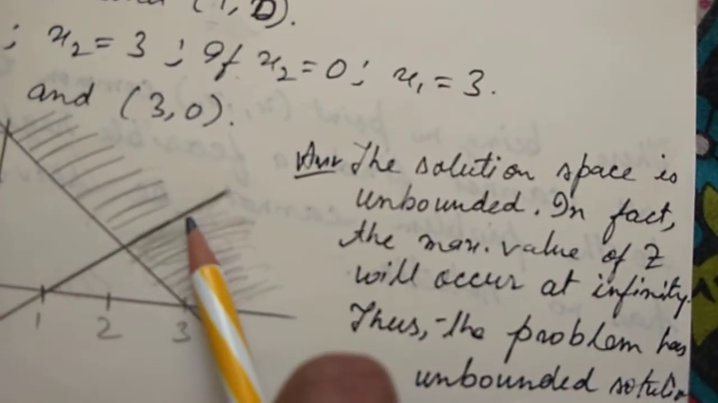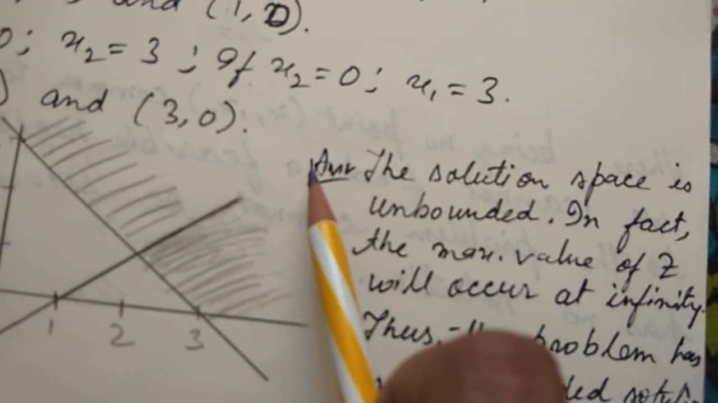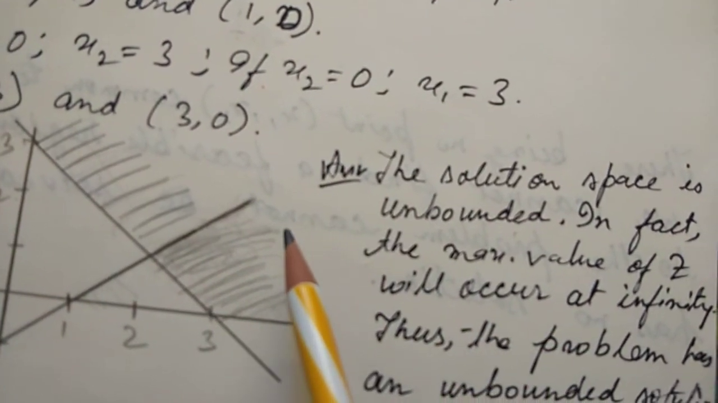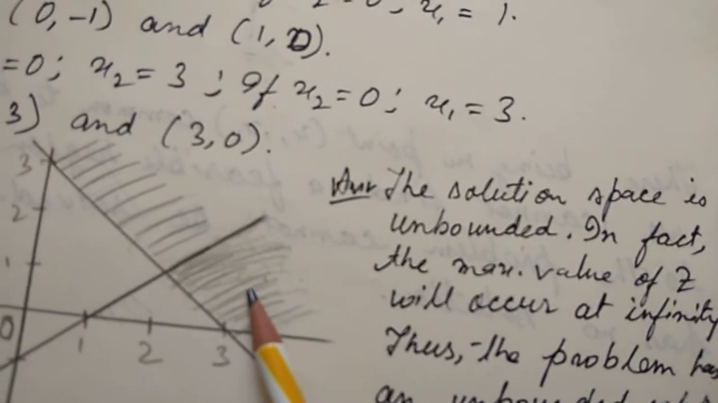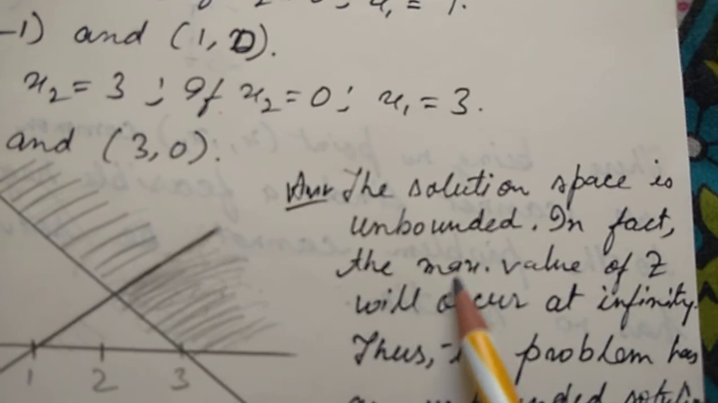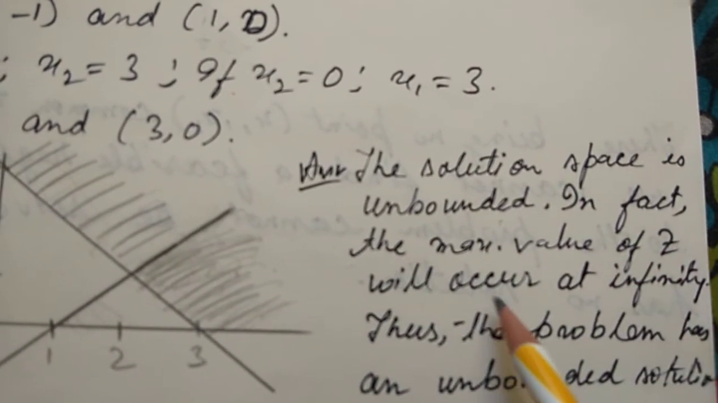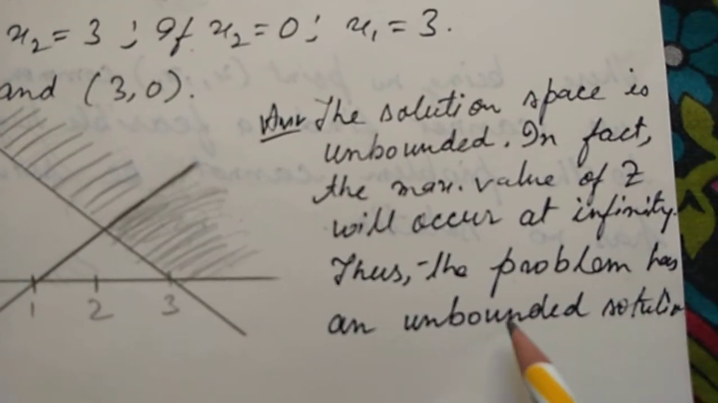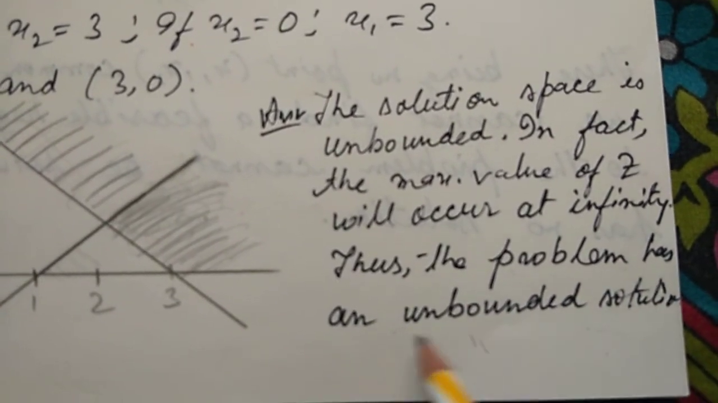This type of solution where the maximum point cannot be found out accurately, we say that this is an unbounded solution where there is no boundary. Okay. So, we write the solution space is unbounded. In fact, the maximum value of z will occur at infinity. Thus, the problem has an unbounded solution. This is our answer, alright.